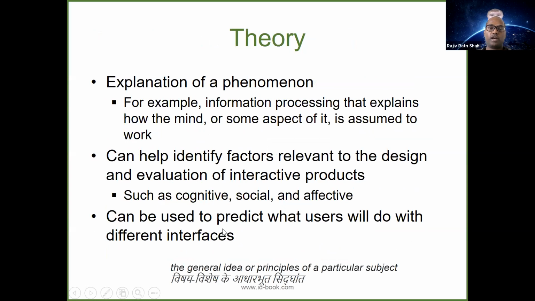Theory is more about having some kind of well-established theoretical proof to explain a phenomenon. For example, information processing that explains how the mind or some aspect of it is assumed to work, and when it should work. So there should be some explanation with some justification or proof. So that is about theory: the general idea or the principle of a particular subject. So Vishesh ke Aadhar Rupit Siddhant. Siddhant is written probably wrongly, but yes, this is how Google writes it, but it's wrong.